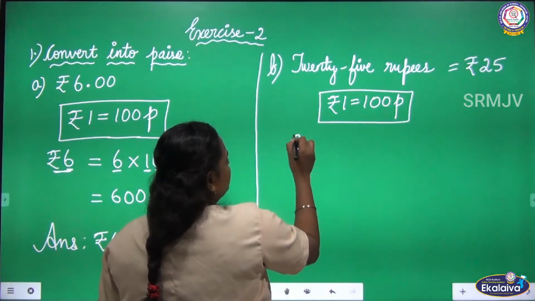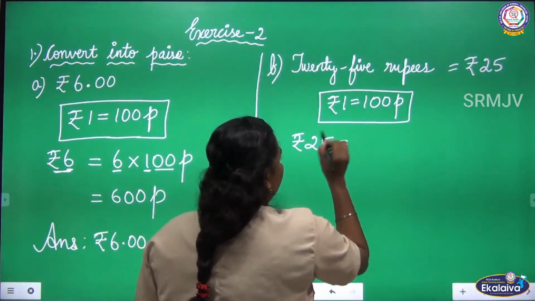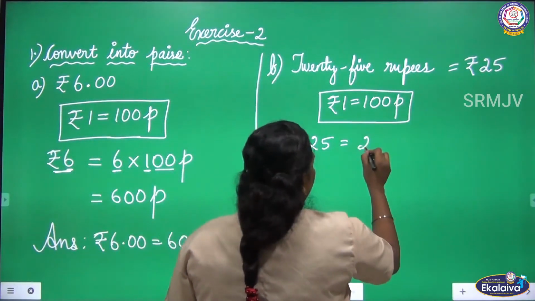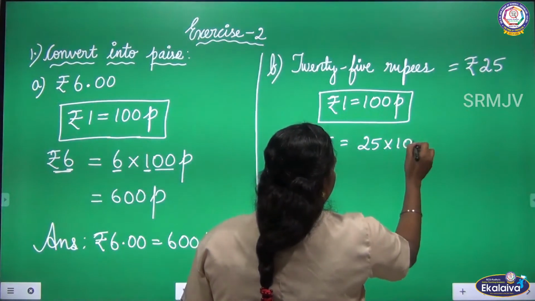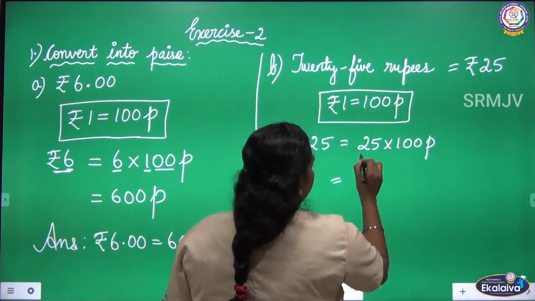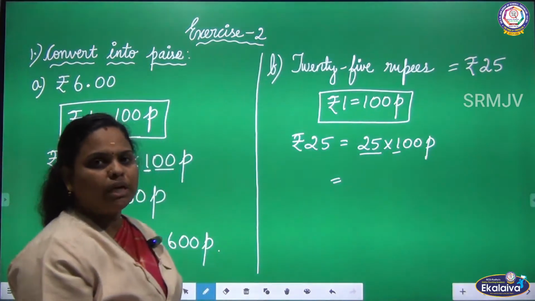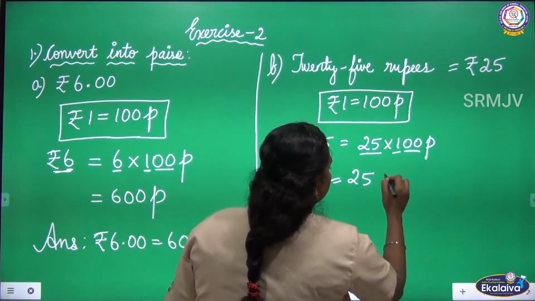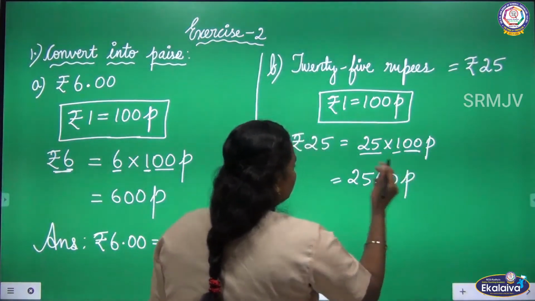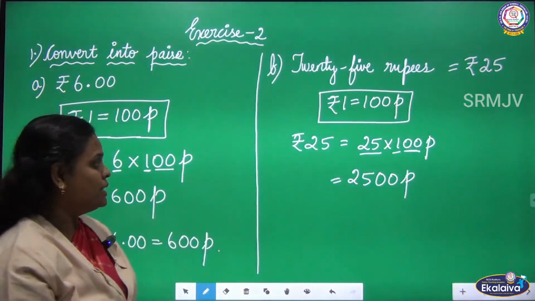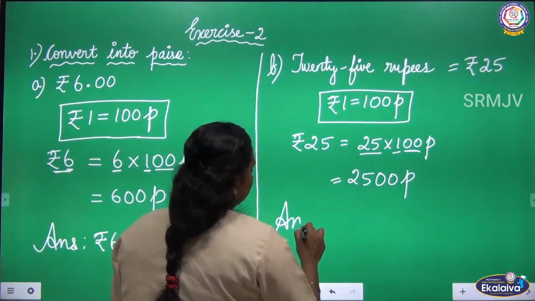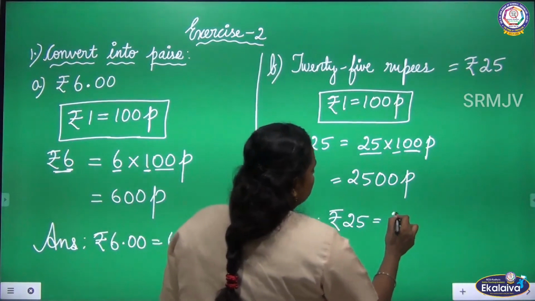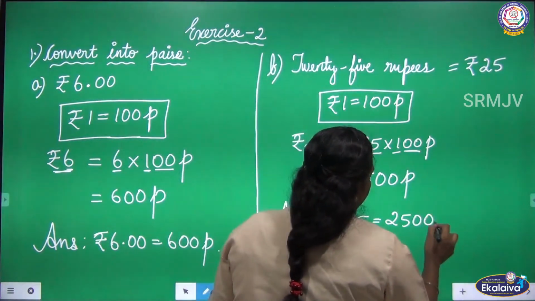So 25 rupees equal to how many paise? How will you find out this? So you have to multiply by 100. So 25 into 100 paise. So tell me what is 25 into 1? 25 into 1 is 25. Then you can include these 2 zeros. So tell me the answer, 2500 paise. So 25 rupees equal to how many paise, children? 25 rupees equal to 2500 paise.